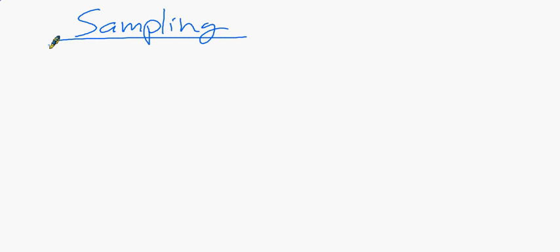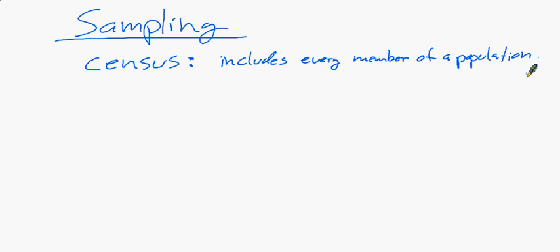Now, sampling is a really big topic, actually, and there's a number of different methods. What I'm going to do is spread them out so that you don't have to drink from the fire hose all at once. So, first of all, we can talk about a census, right? Which is, in fact, not sampling, because it includes every member of a population.